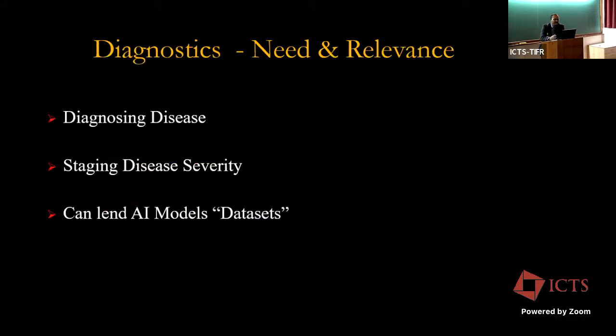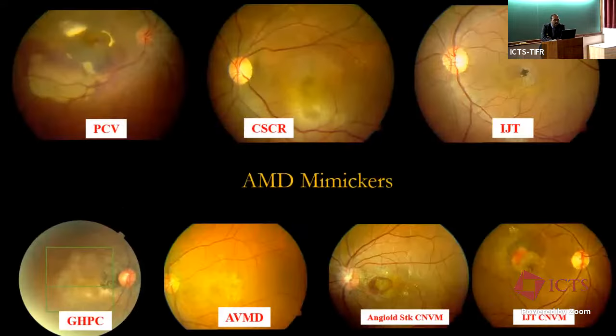So diagnostics, why are they needed, and what is the relevance, especially for AI models? Of course, for diagnosing disease and staging it, but these can lend themselves to AI model data sets, and that's a great thing. And we hope that with further collaborations we can do things. So these are the differentials that one needs to and can keep in mind, and these mimic AMD, and these are where we hope that with robust AI models we'll be able to pick these out and differentiate them.